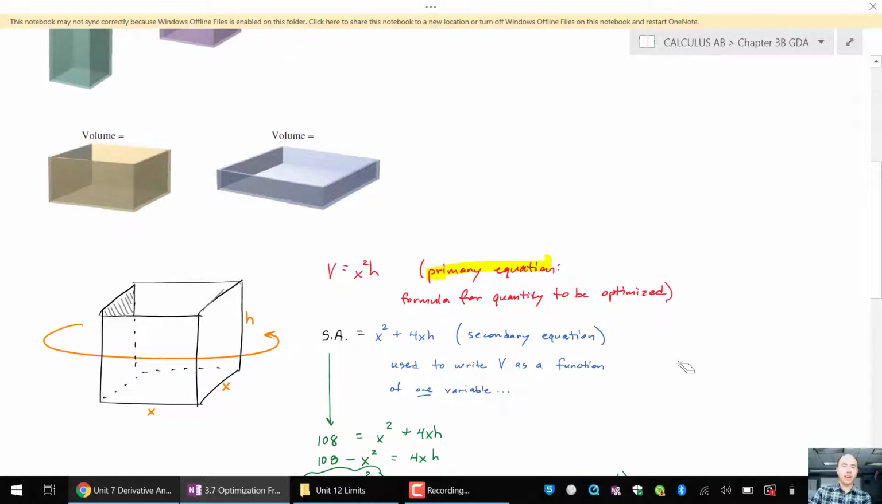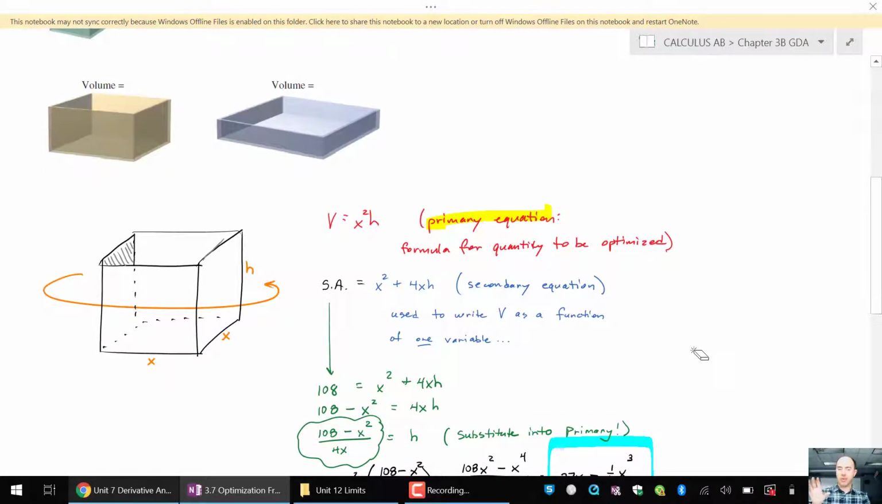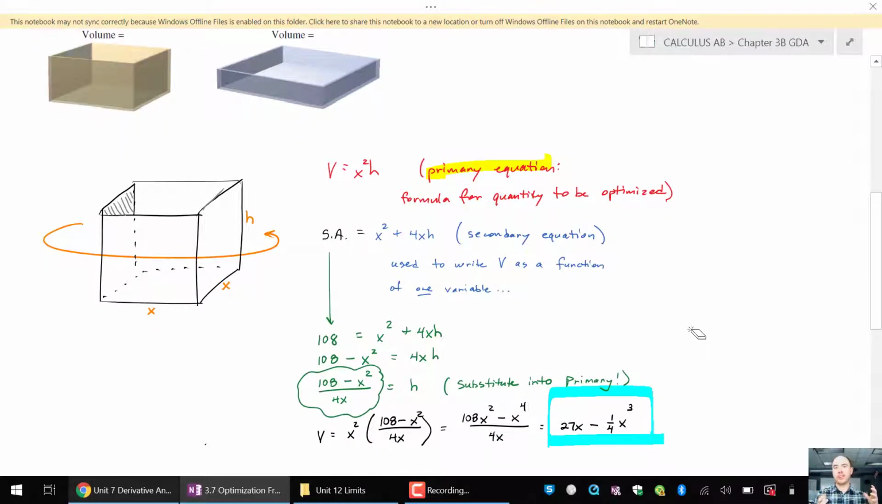Now, the idea with the secondary equation, the one with the restriction, is that I'm going to manipulate that equation and plug that into the primary, because I want to get the primary equation all in terms of a single variable. Right now, my volume equation is in terms of x and h. Can I solve for h and therefore substitute an expression to get my primary equation written in terms of a single variable? And so the work that you see here on the screen is just me doing just that. I have the 108 plugged in for SA, that's the restriction, and I'm solving for h. Once I do, I have the expression right here that I'm going to substitute into the primary equation for h.